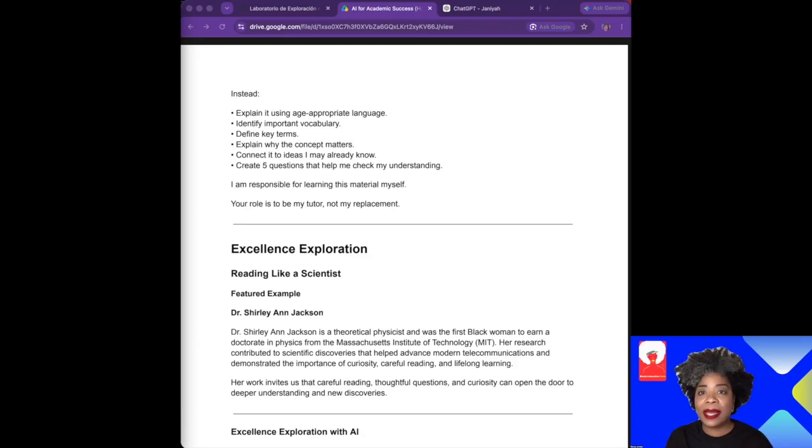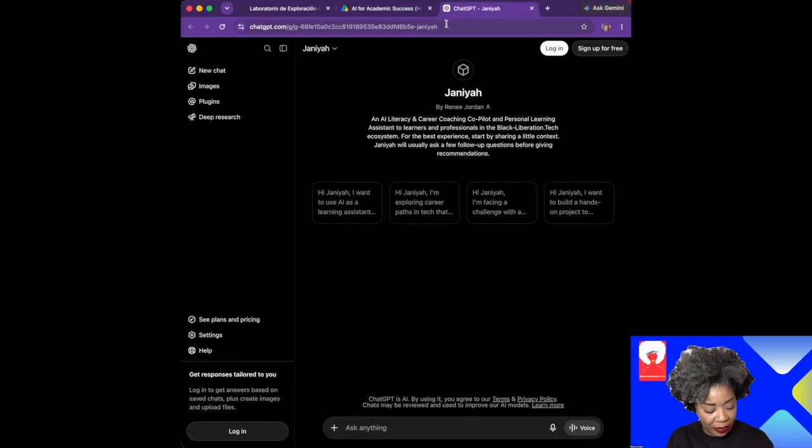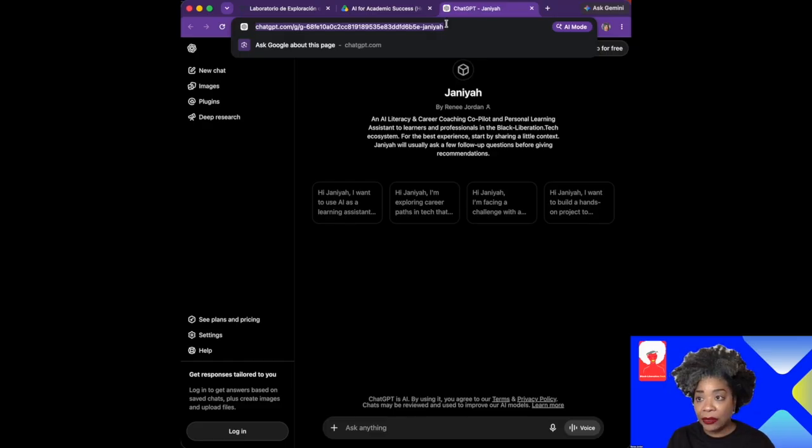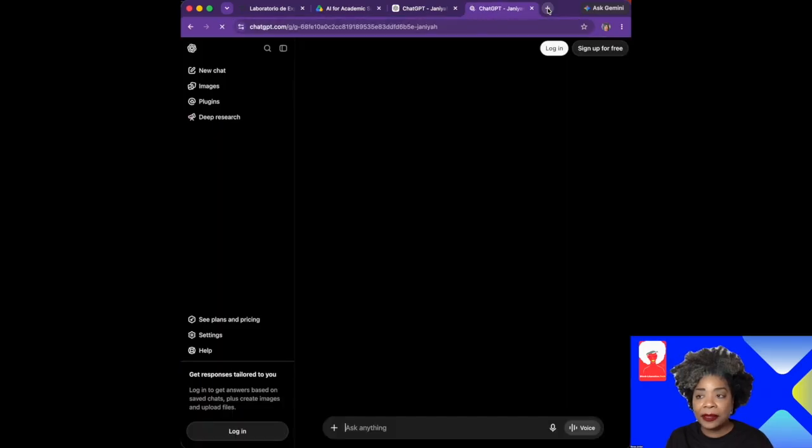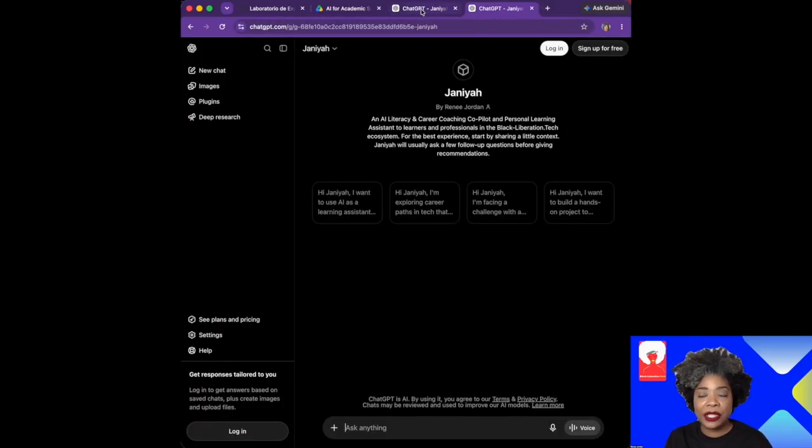Okay, so with that being said, I'm actually going to open up two Janaya GPT windows. I have one open already. I'm going to open a second one. So this first one will be Ashley, and then the second one will be Jasmine.